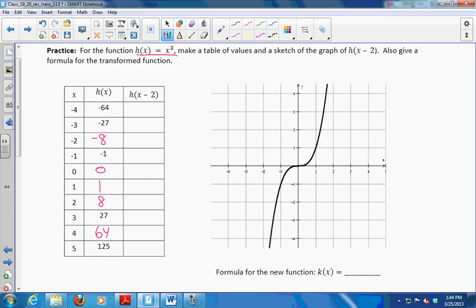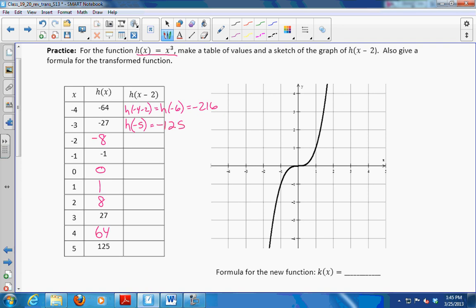We're interested in what h of the quantity x minus 2 looks like. Okay, so I want to plug in my x value first, right? Take the x value, negative 4, plug it in here for x. Then you do what's in parentheses first, right? So this becomes h of negative 6, which is negative 216. And when x is negative 3, I'm going to end up taking h of negative 5. Negative 3 minus 2 is negative 5. Cube negative 5, and you get negative 125.